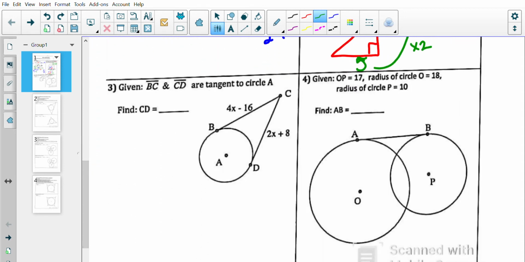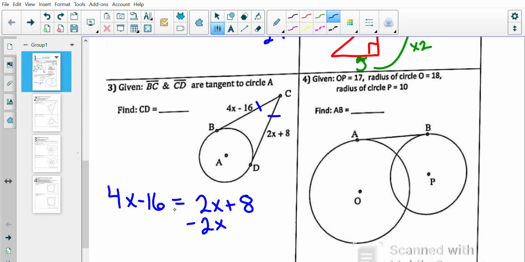All right, number 3, given BC and CD are tangents. Now remember, if we have 2 tangent segments coming from the same external point, those 2 tangent segments have to be congruent. So we're going to have 4x minus 16 is equal to 2x plus 8. Go ahead and solve this.